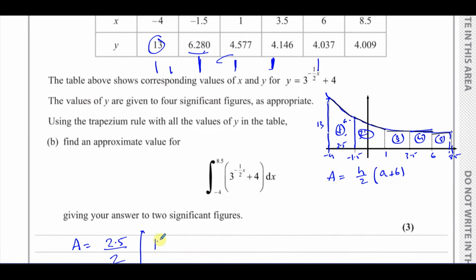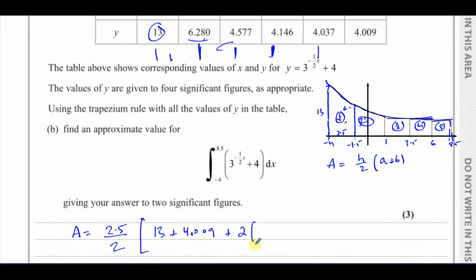So I'm going to write 13 plus 4.009 plus, those are the only ones that are going to be used once. And the ones in between are going to be used twice. So you do 2 times the sum of all of those: 2 times 6.280 plus 4.577 plus 4.146 plus 4.037. Those together and multiplied by 2 will give you the sum of all these, but used twice, once for the first trapezium and second for the next trapezium next to it, all the way through.